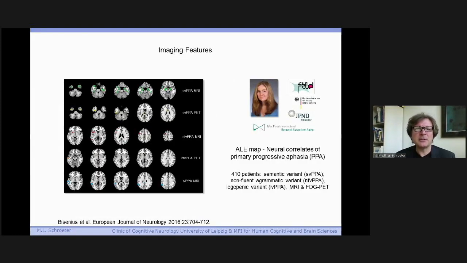We have also done these meta-analyses for the different PPA subtypes, as illustrated in the panel for MRI and PET. To summarize the results of the meta-analysis, we could identify specific neural correlates, prototypical brain networks which are involved in each of the diseases, and these are regionally dissociated. So we can conclude that imaging biomarkers are a valid tool to be incorporated into diagnostic criteria.